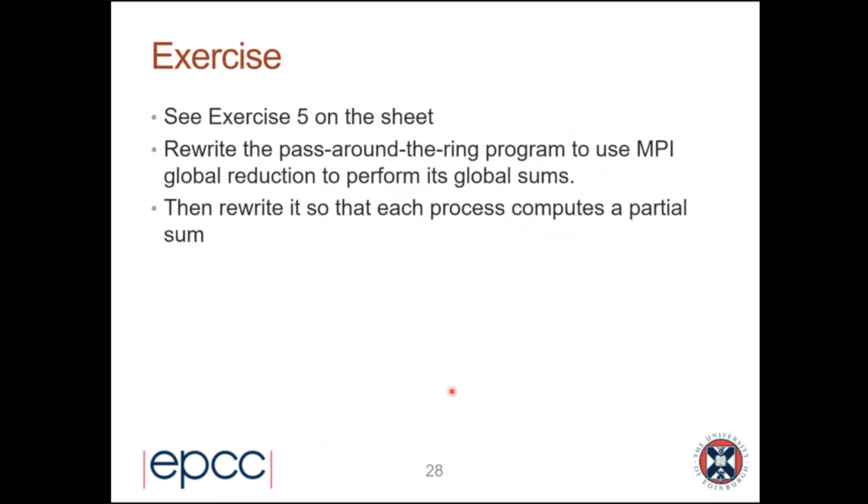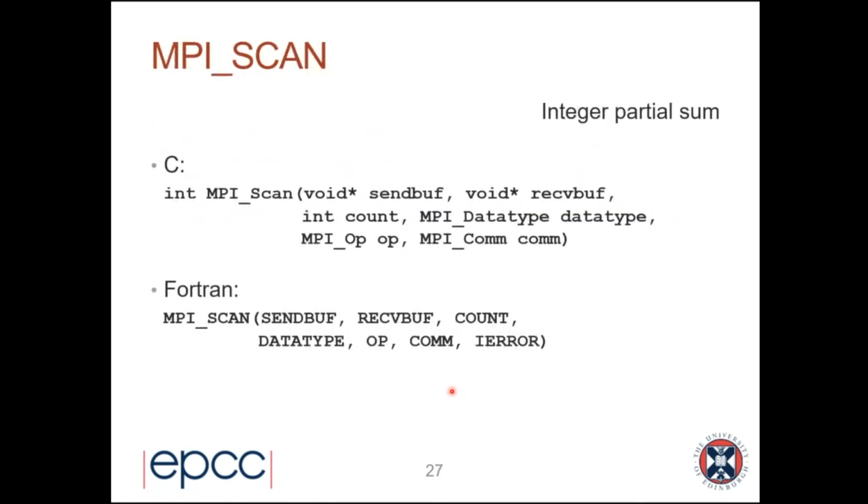The exercise is exercise 5 on the sheet. Rewrite the pass-around-a-ring program to use MPI double reduction. Actually, it's a one-liner, but the interesting thing is to compare the time. Reduction operations are very important, but implementing the message-around-a-ring example using a reduction operation is one line, MPI_Reduce, input, output.